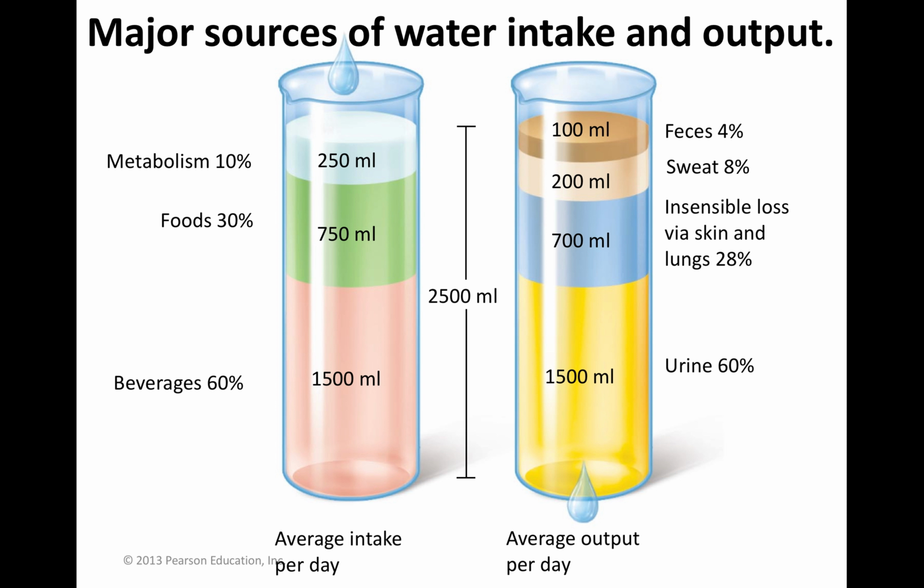When it comes to output, the majority of the water is being lost through urine, followed by release from your skin and lungs, since they are basically opening up to the outside, through either sweat or humidity lost through your lungs. And the last part of it you lose as part of the fecal matter.